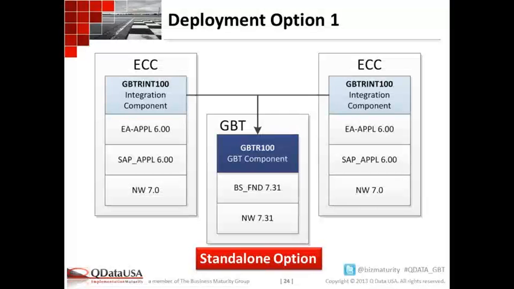But you first need to install the integration component for GBT on each of those ECC instances that you want to send data to GBT. All right, so that's the GBT INT 100 component, the integration component. It gives you the extended IDOCs and gives you the integration to the CHVW table.